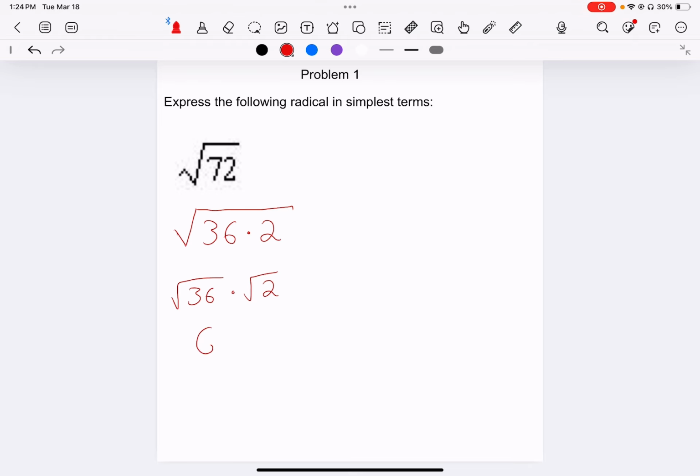Radical 36 is 6, so that's going to come out of the radical. And 2, I cannot take the square root of, so I would leave that. So my simplest terms answer would be 6 radical 2.